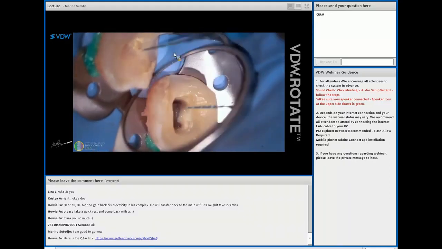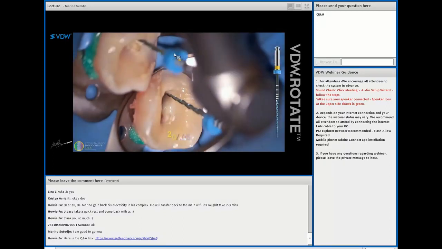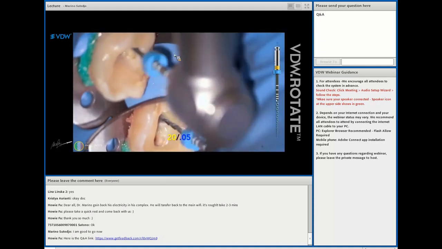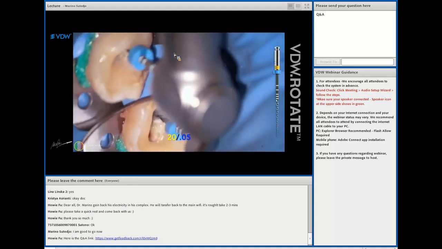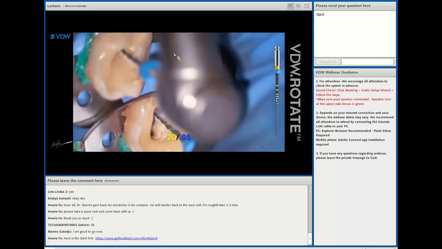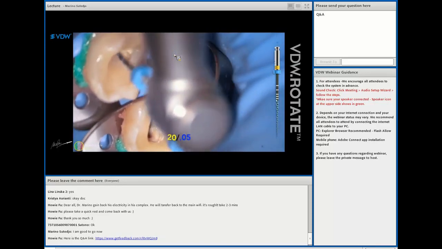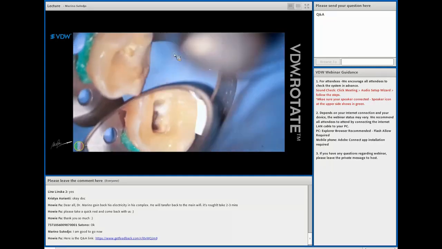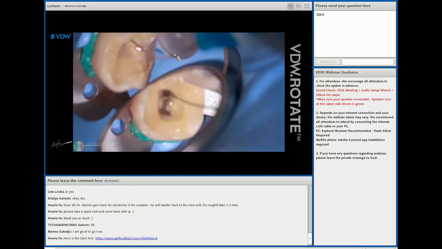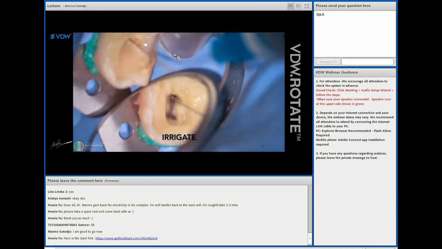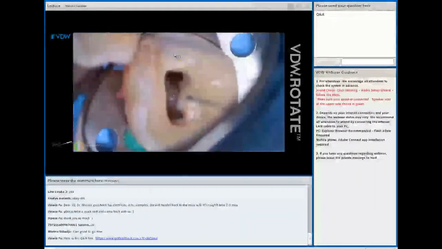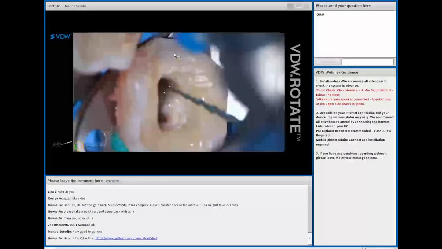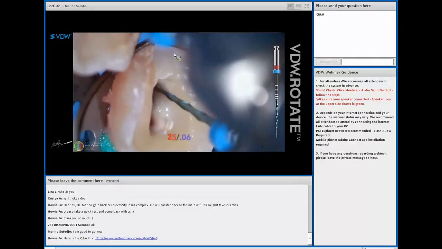Don't forget, always full fluid canal, and continue with the 2005. You can see it is smooth. It is very comfortable to use. You don't need to push. You can do a little bit of light brushing to create more coronal enlargement. Don't forget to flush, to irrigate. Once again, always full fluid canal. And now you can continue with 2506.